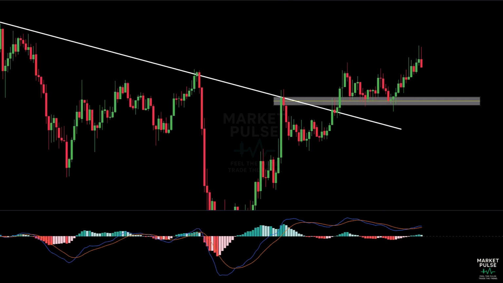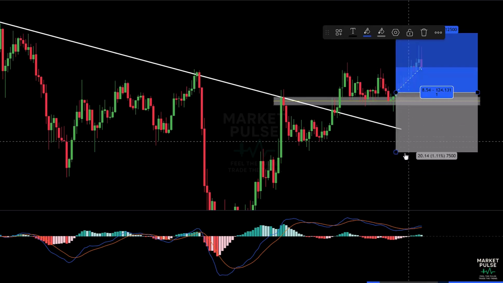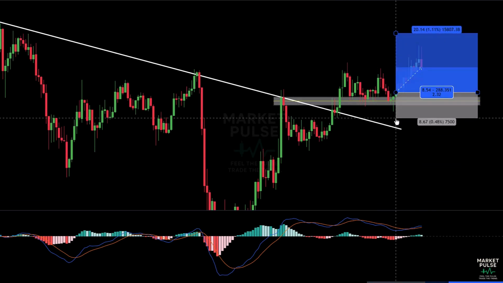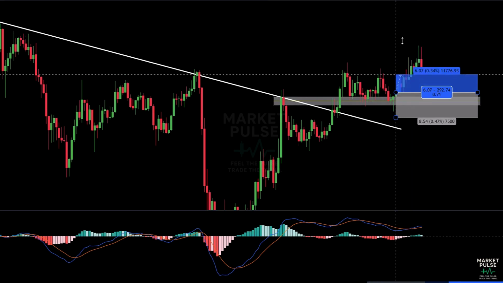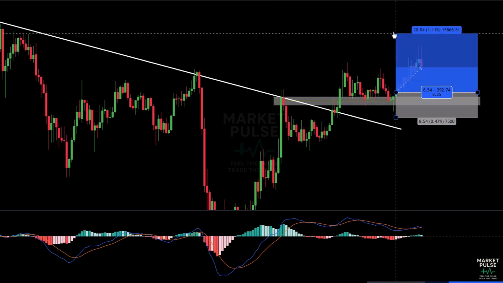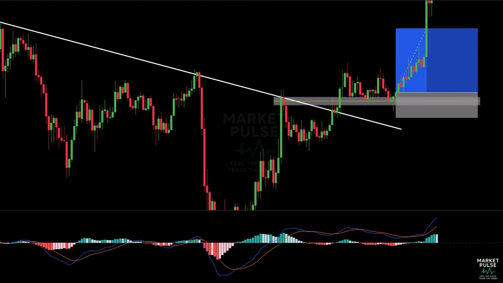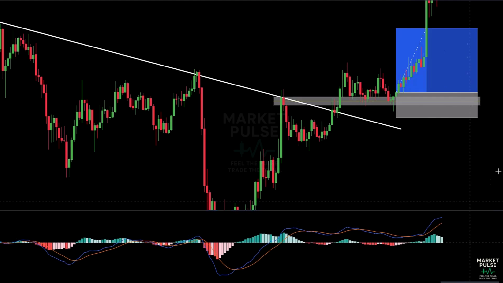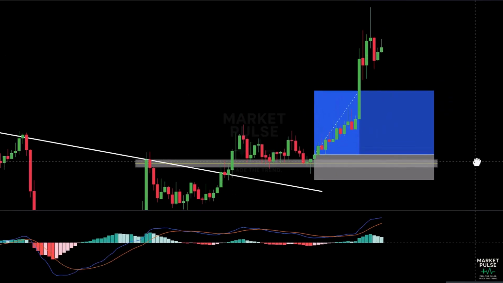Here's how we'd play this move. Enter after the breakout candle closes on the 5-minute chart. Your stop loss goes just below the breakout candle to manage risk. Your target, the next resistance level, ideally aiming for at least a 2-to-1 reward to risk ratio. What happens next? Price respects the zone and pushes directly toward the target. The trade plays out beautifully because we combine structure, momentum, and multi-time frame confirmation, stacking the odds in our favor.